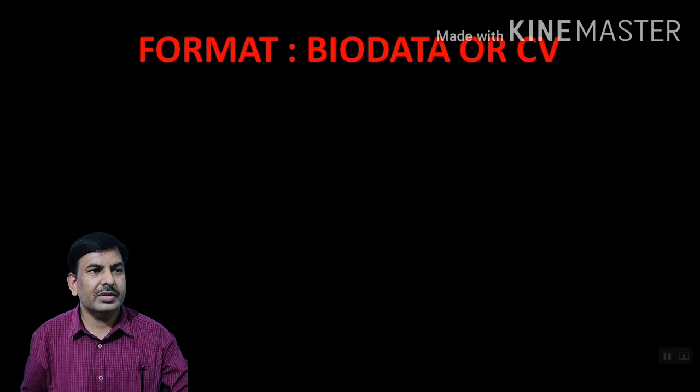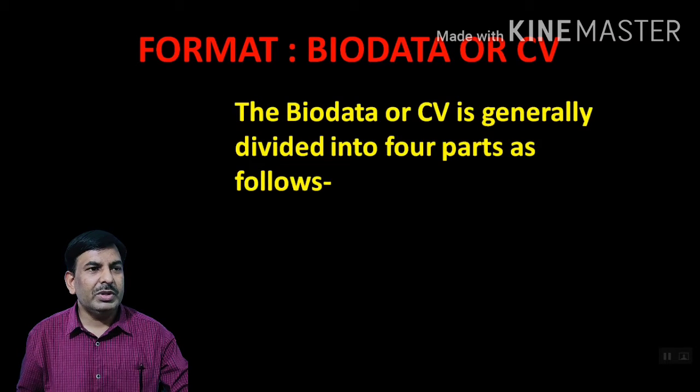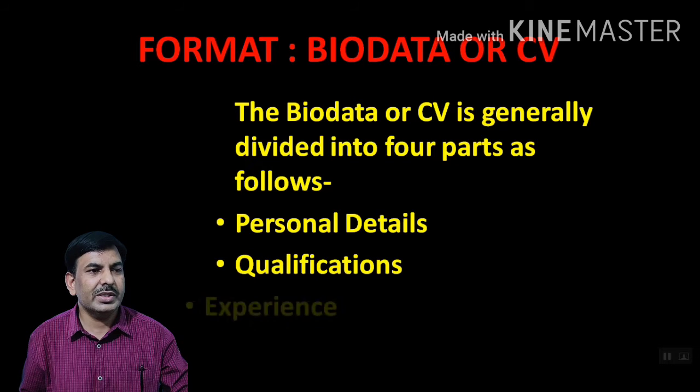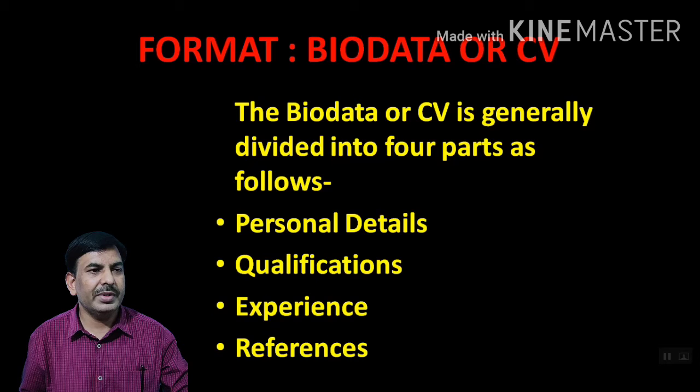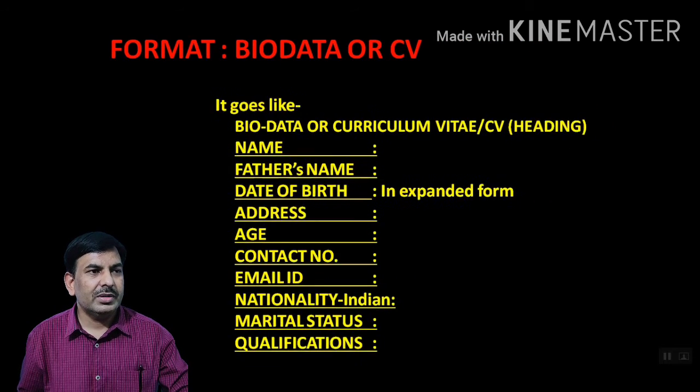Then format of biodata or CV. The biodata or CV is generally divided into four parts as follows. Number one, personal details. Number two, qualifications. Number three, experience. And number four, references. References means here the people whom you know very well.